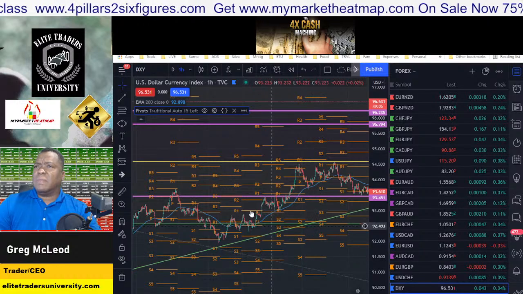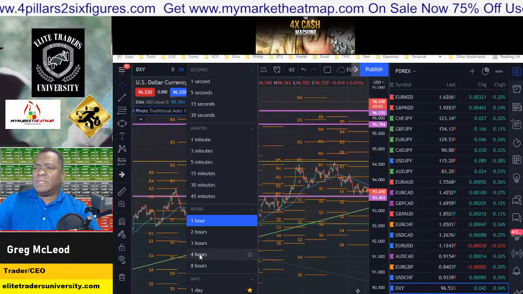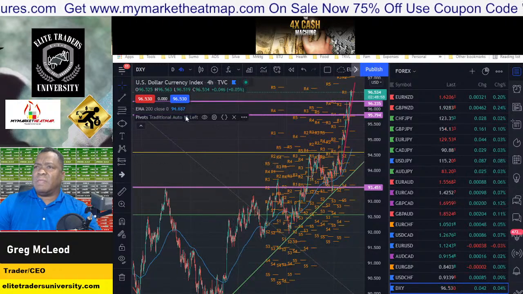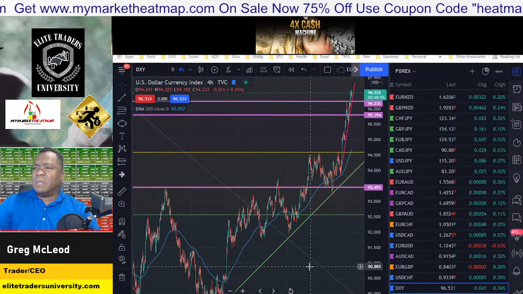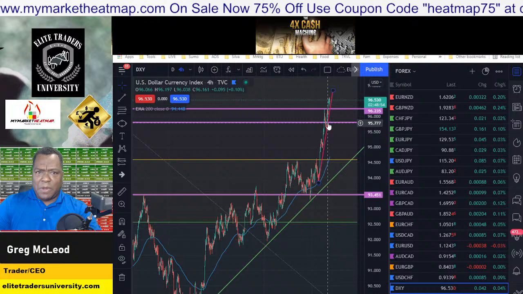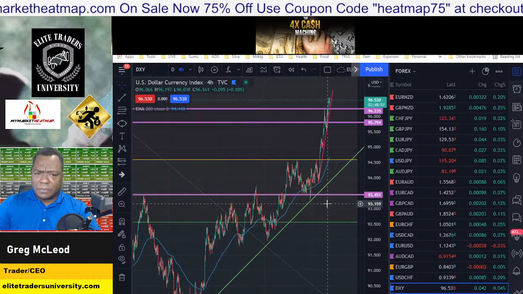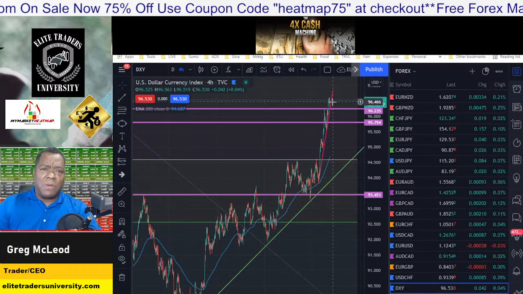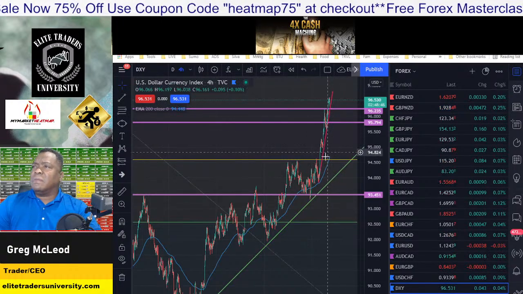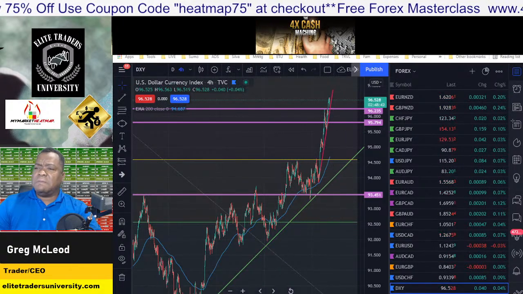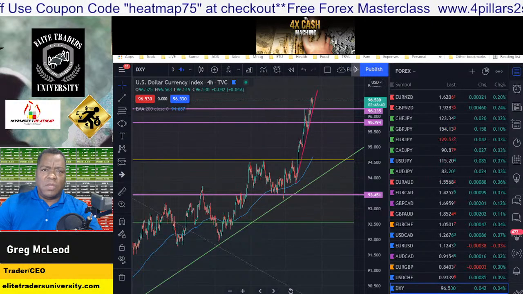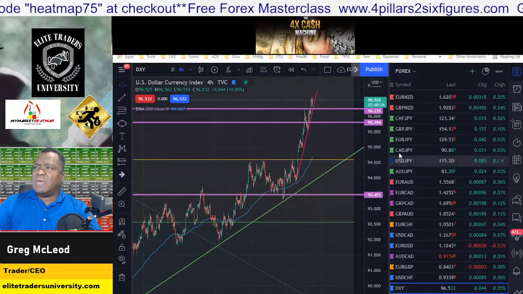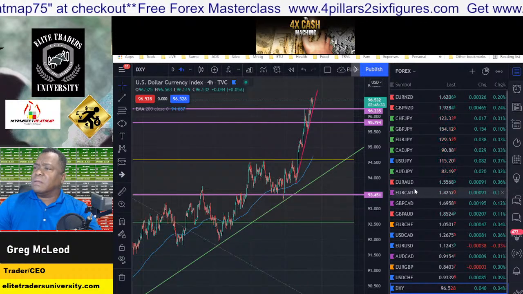That uptrend actually extends back even farther. If we go out to a 4-hour chart, we can see that the dollar uptrend is pretty serious. I'm going to remove the pivot points here. You can see that this is a parabolic run in the US dollar. This is why your Bitcoin can't rally. This is why the euro is getting crushed. This is the result of a strong US dollar, and it makes everything that's paired against it weak.